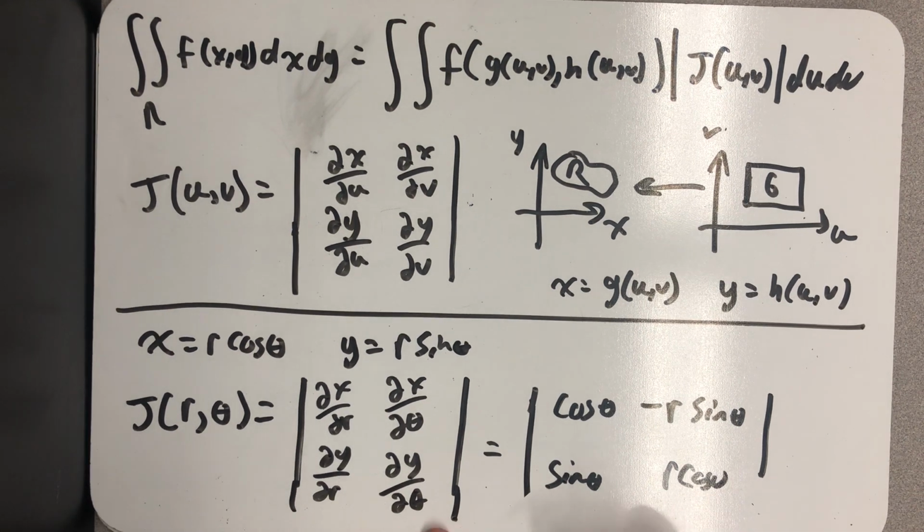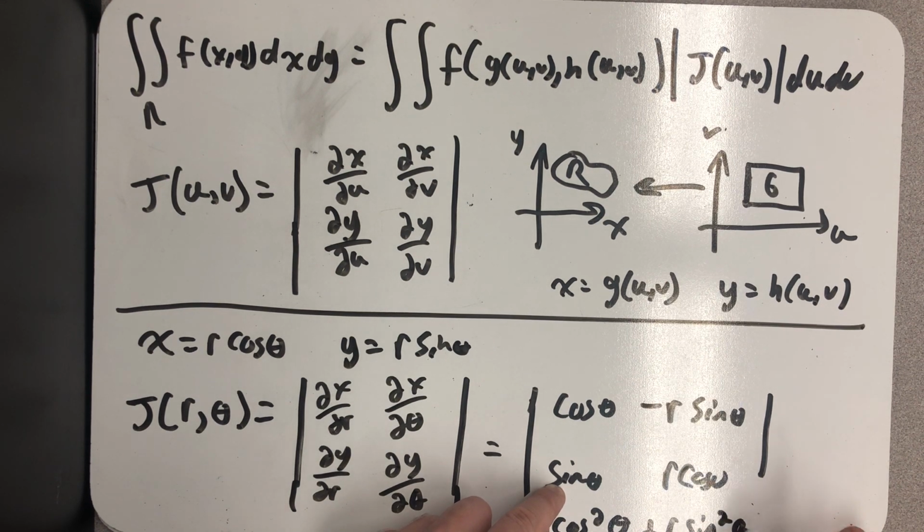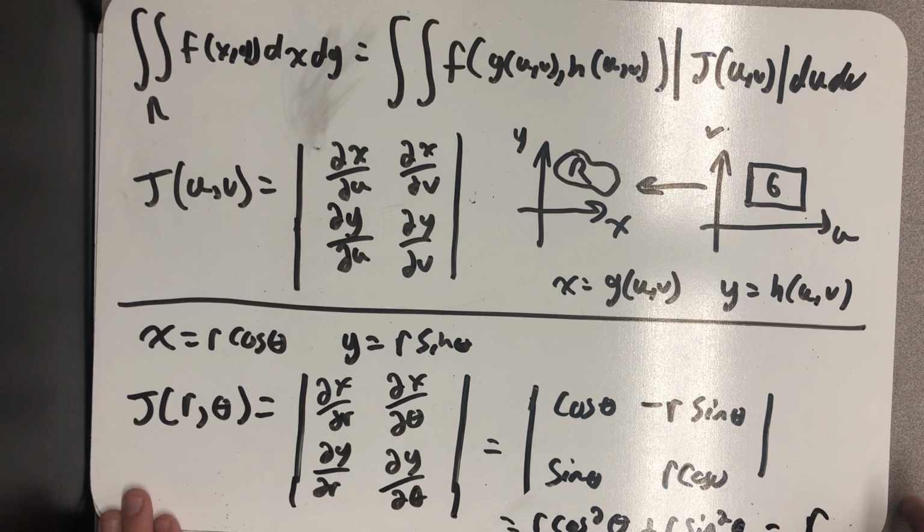We can compute this determinant. I get r cosine squared theta, and here I'd get minus a minus, so plus r sine squared theta, and that is just r.